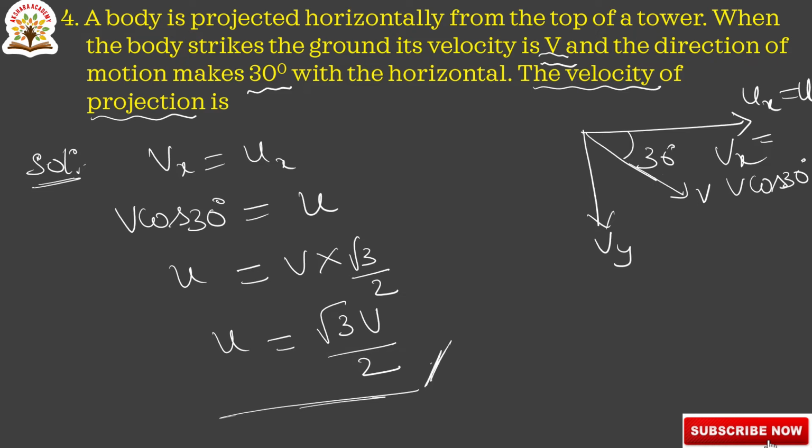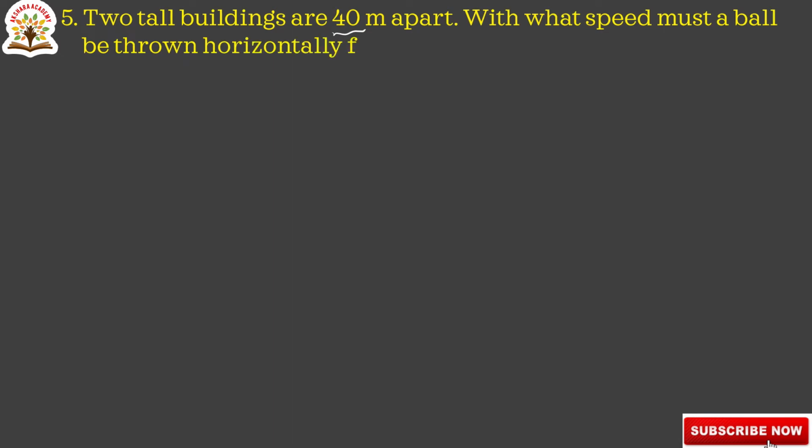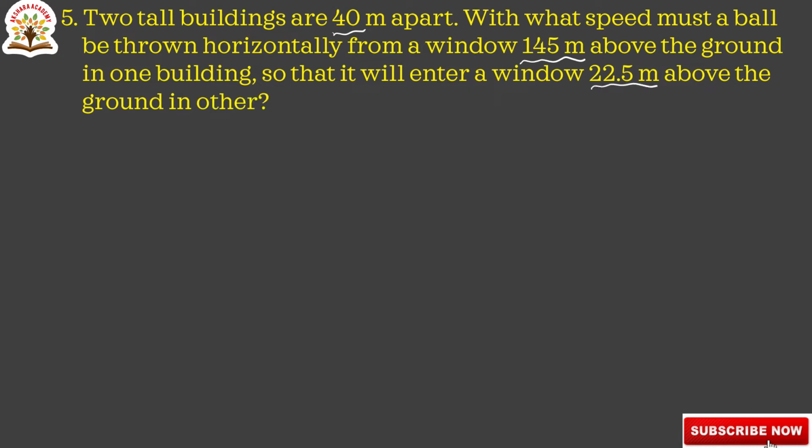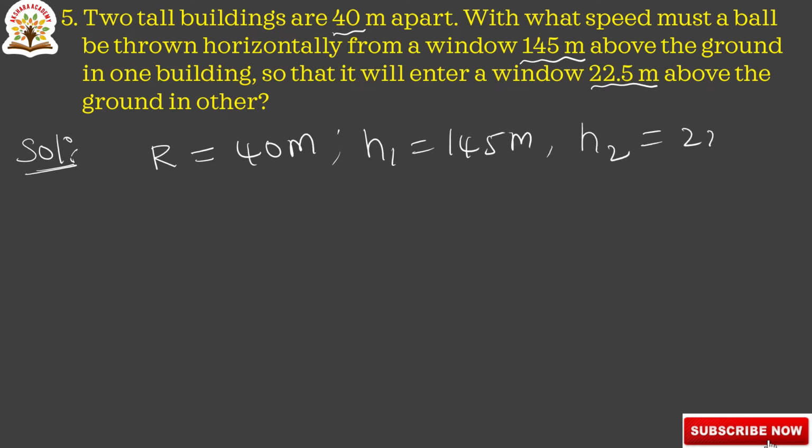Next we will go to the next question. Fifth one. Two tall buildings are 40 meters apart. With what speed must a ball be thrown horizontally from a window 145 meters above the ground in one building so that it will enter a window 22.5 meters above the ground in another? So now let us go to the solution. Here they given r is equal to 40 meters, h1 is equal to 145 meters, and h2 is equal to 22.5 meters, u is equal to question mark.